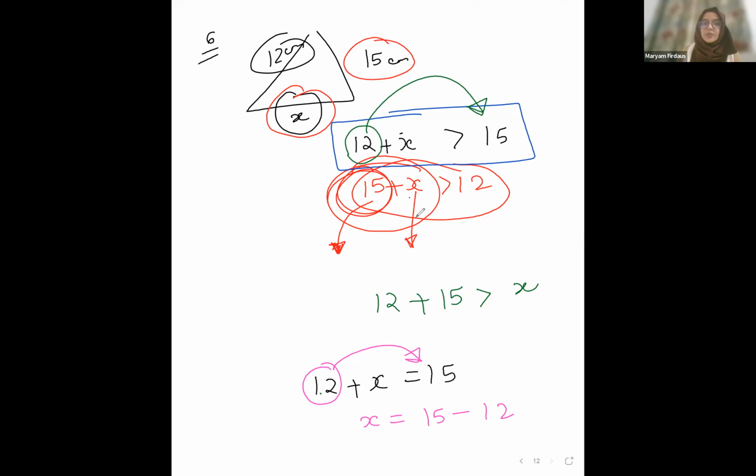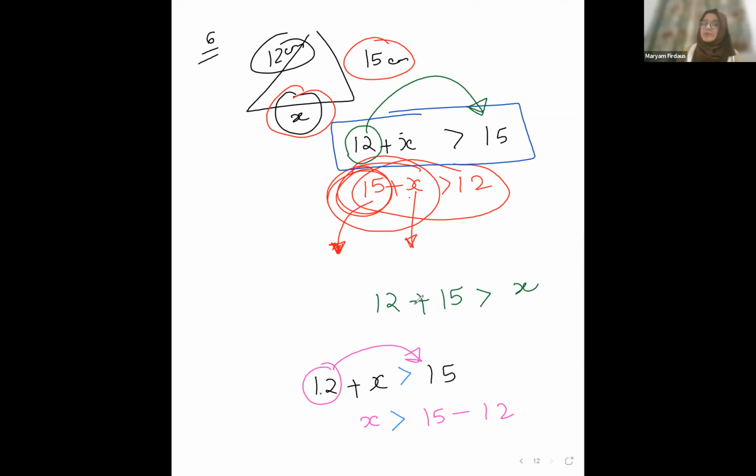But here you don't have an equal to sign. You have which sign here? Greater than sign. Very good. So 12 plus x is greater than 15. So nothing different. Just replace the equal to sign with the greater than sign. So 12 plus x is greater than 15.